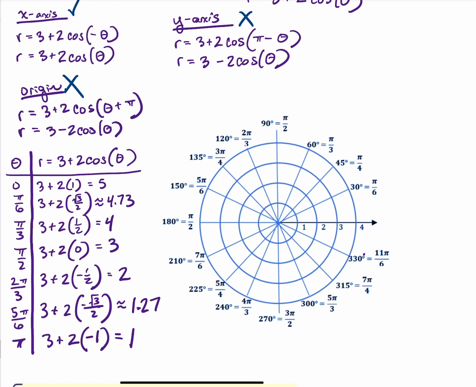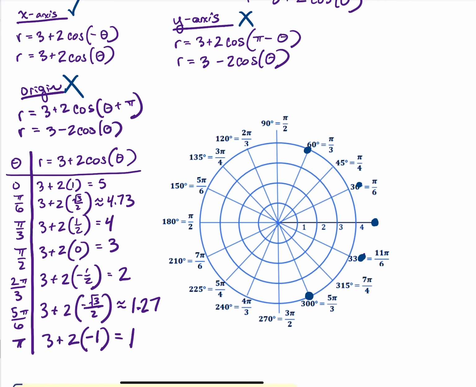Our first one would be the point 5, 0. So I don't have a ring for 5, it's about right there. And we're on the x-axis, so we don't get a symmetrical point. Then we have 4.73 and pi over 6. So 4.73 at pi over 6 would be something like that. Making a little estimate, and then we would get a reflected point on the other side. Then 4 at pi over 3. So now we're here. We get a reflected point on the other side.